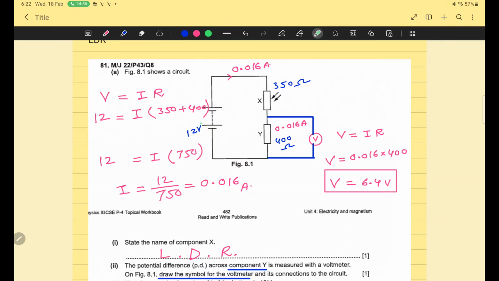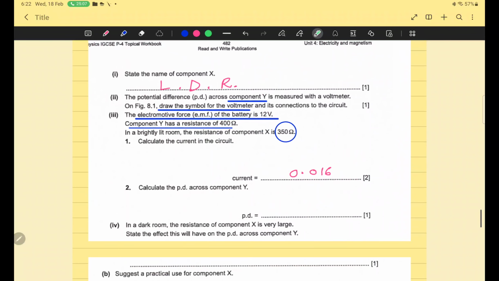Okay, beta. So the total voltage is 12, and out of 12, 6.4 is here, and the remaining voltage will be here. So voltage is divided in a series circuit.